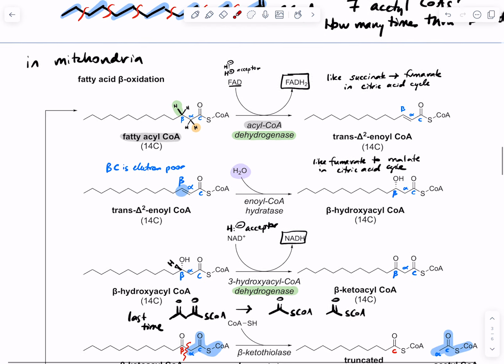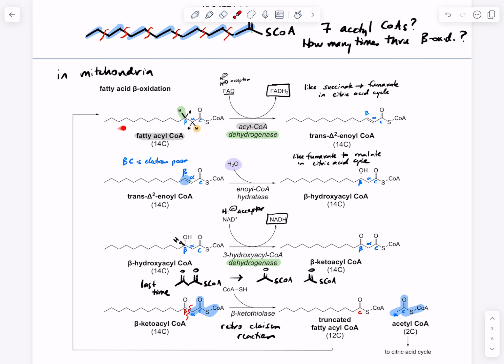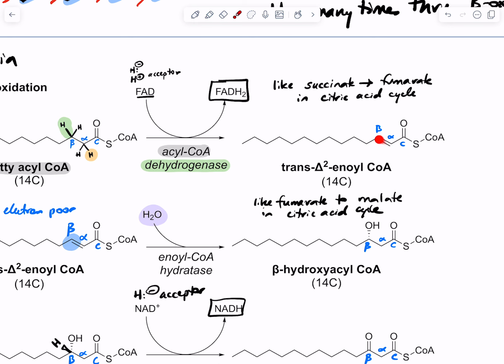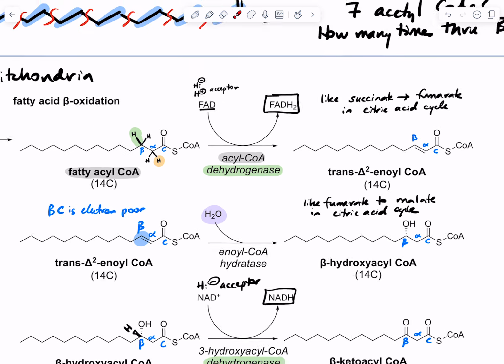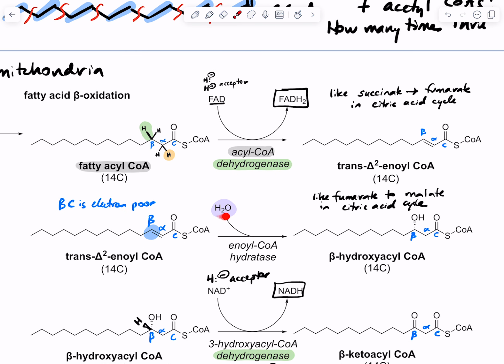Then we gave you an overview of beta oxidation. We talked about how this 14-carbon acyl-CoA gets oxidized by FAD to make the trans-enoyl-CoA, which has a double bond between the alpha and the beta carbons. The mechanism of that, which we will talk about today, is just like the succinate to fumarate reaction from the citric acid cycle. Then you install an oxygen at the beta carbon through addition to the electrophilic beta carbon, because alpha beta unsaturated carbonyl compounds are electrophilic at the beta carbon.